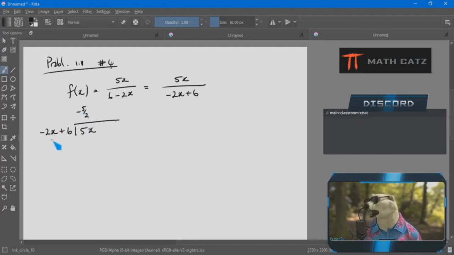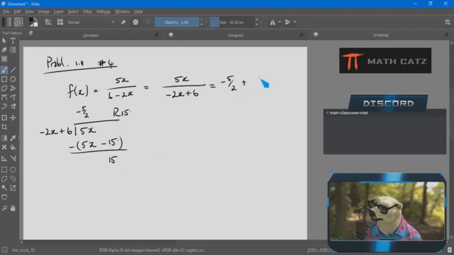Negative 5 over 2 times the whole thing is 5x by design, should be, and negative 15 that I take away. By design, the leading term should cancel. There's nothing else in the numerator, so I just have a 15. Oh, it's not that bad, actually. That's my remainder. Oh, nice. I'm now able to write quotient plus remainder over divisor.